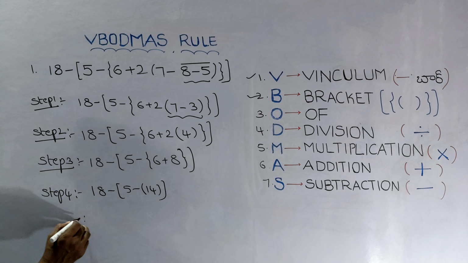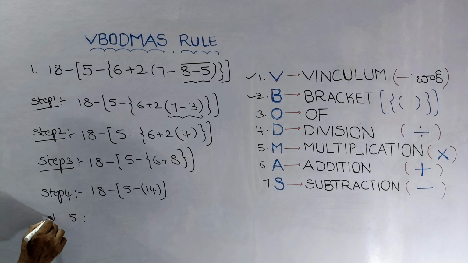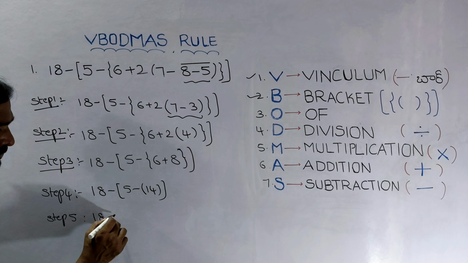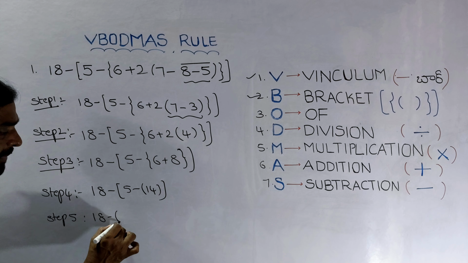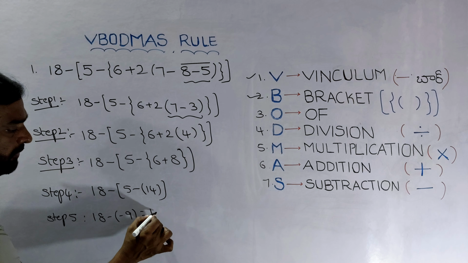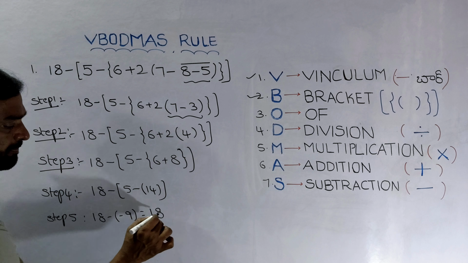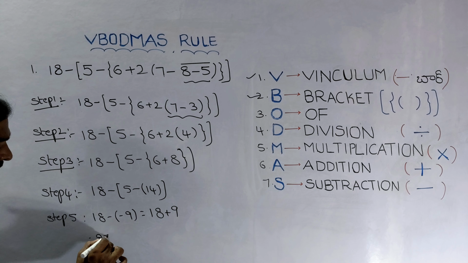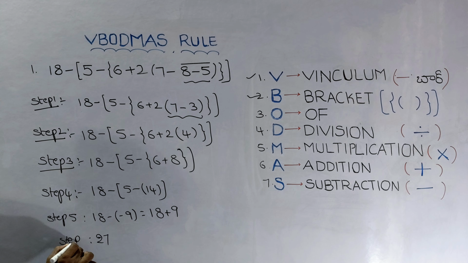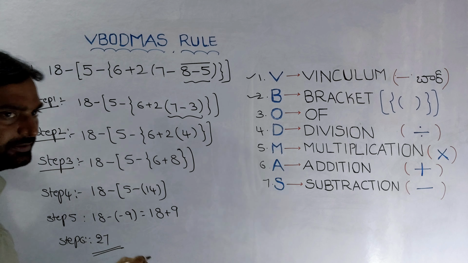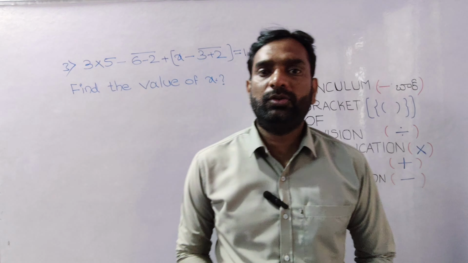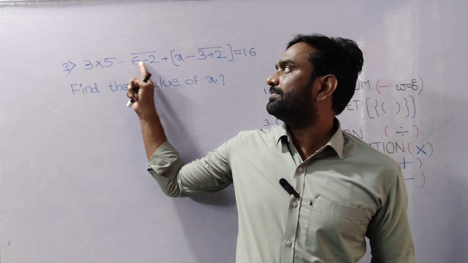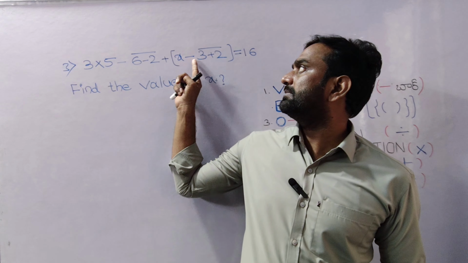Okay. Now step number 5, 18 minus of 5 minus 14. 5 minus 14, that is minus 9. So here we can write minus into minus plus, 18 plus 9, that is 27. In step number 6 we will get the answer, that is 27. That's it.